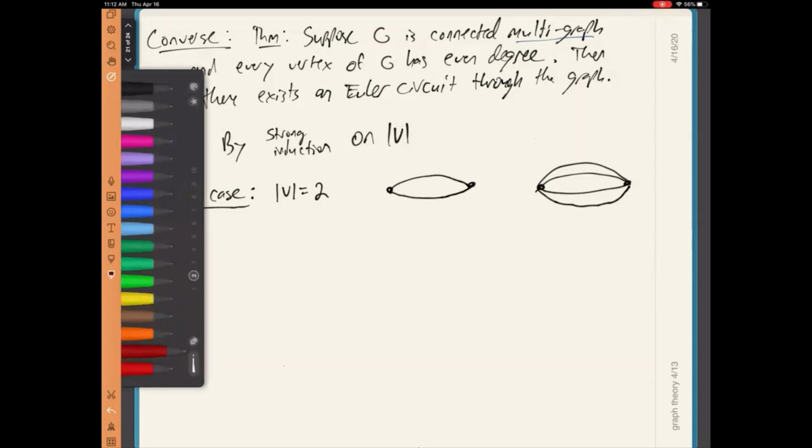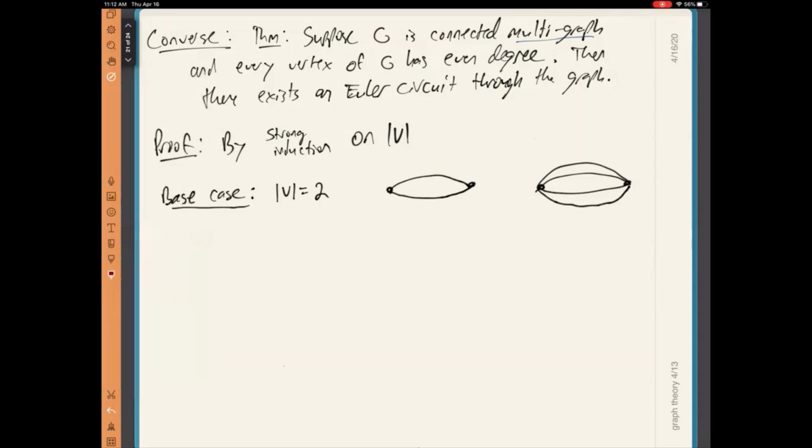Well, in any case, you can always just see directly how to find a circuit, right? For example, maybe I start at the vertex on the left, and I travel along the first edge, and then I travel back along the second edge, and that's an Euler circuit.